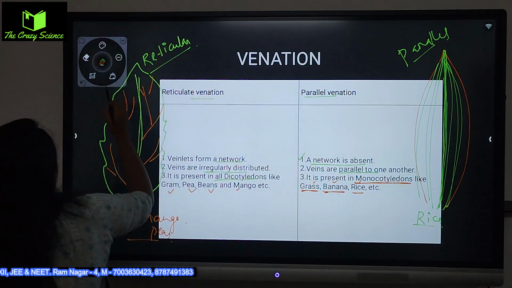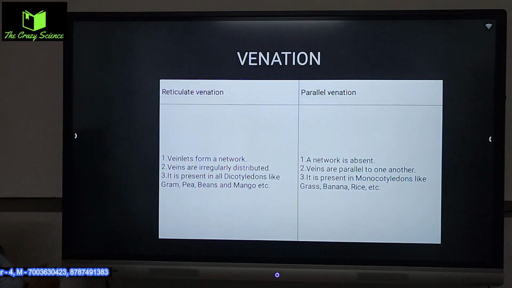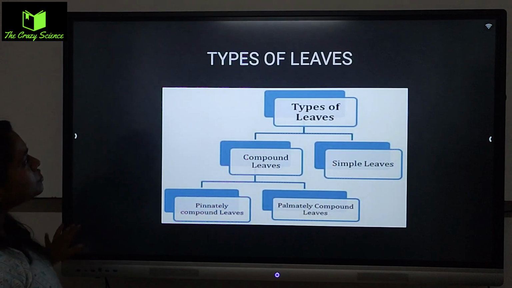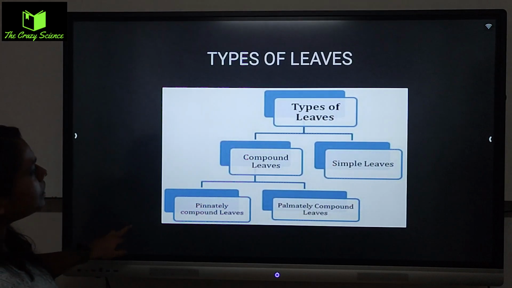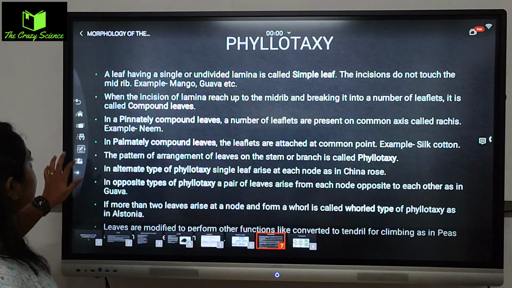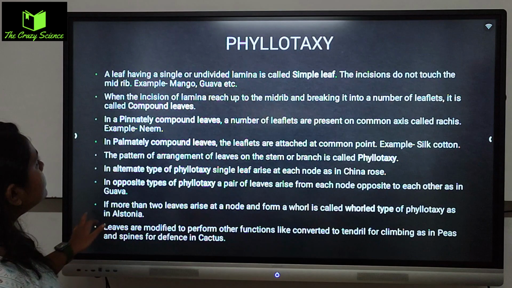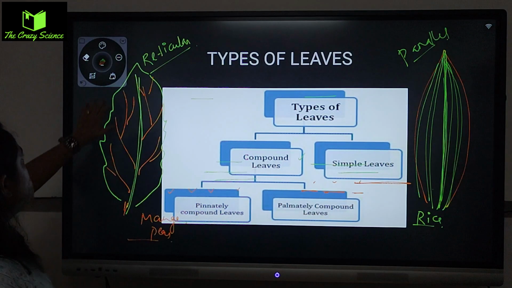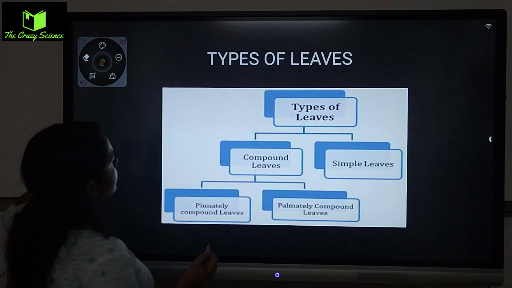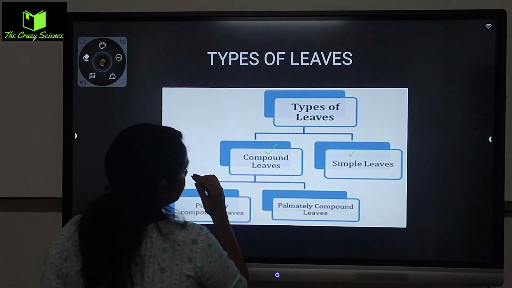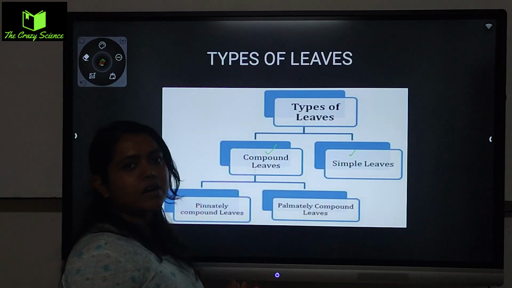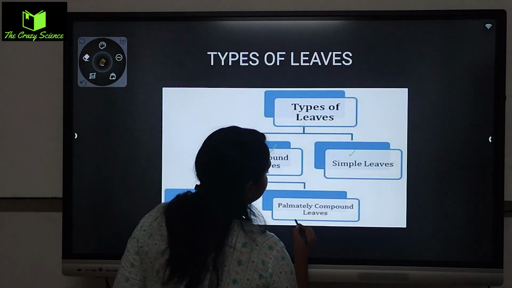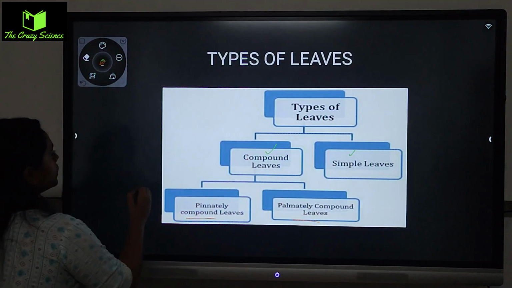All right. In the next slide, I want to talk about the types of leaves, and we'll also be talking about phyllotaxy. The types of leaves are two types: one is compound leaves, another is simple leaf. Simple leaves are simple, like the mango tree, and compound leaves are pinnately compound and palmately compound. Pinnately compound, I'm showing how they look like.